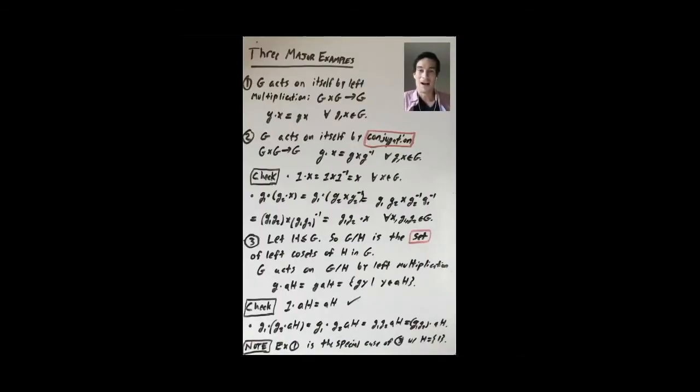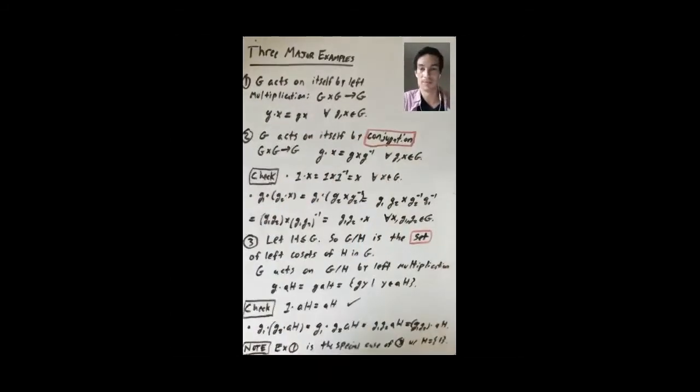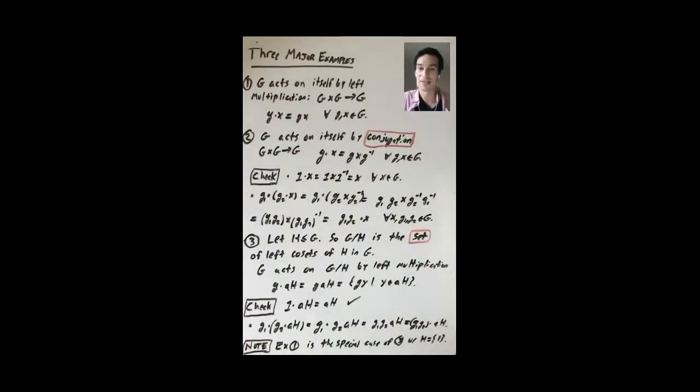In this video, I want to talk about three major examples that are going to come up again and again throughout our discussion of group actions and applications of group actions. So the first one we've already seen. G acts on itself by left multiplication. So remember, acts on itself means that we're taking our set X to be equal to the group G.